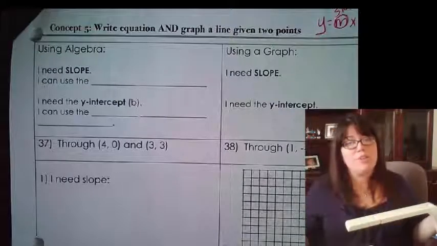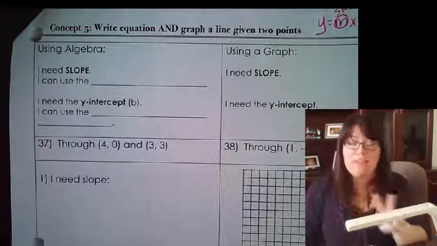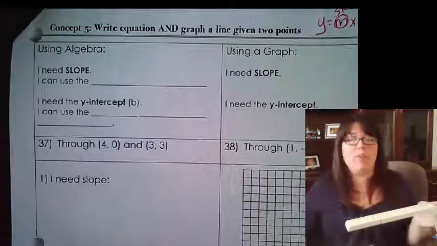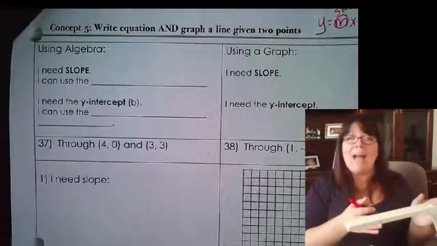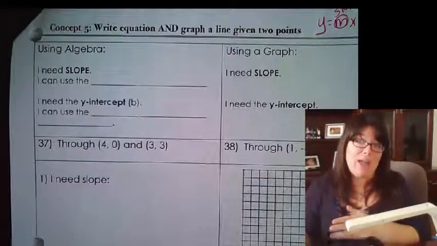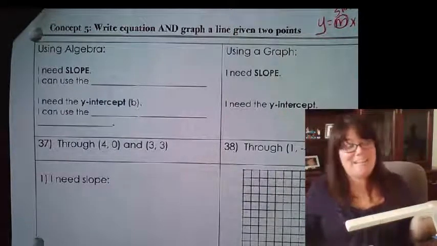Today we're going to look at how to do this if they give you 2 points this time. They don't tell you the slope at all. They just give you 2 random points that are on the line. They want you to find the equation. You can do that using algebra, and you can do that using a graph, okay? And we're going to take a look at the process for both of those. So let's dive right in.